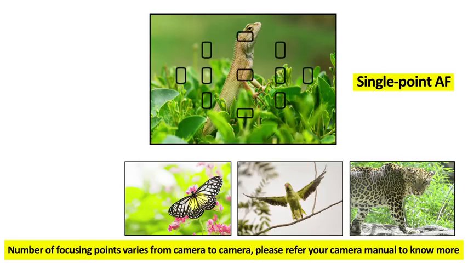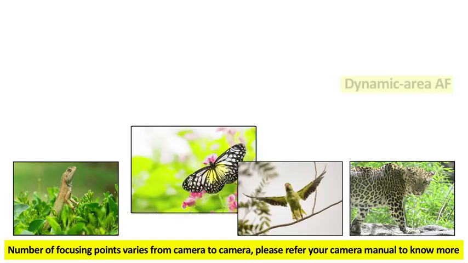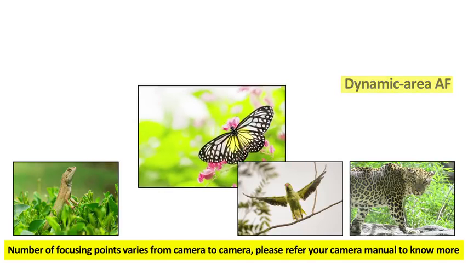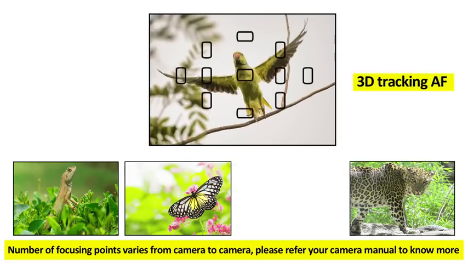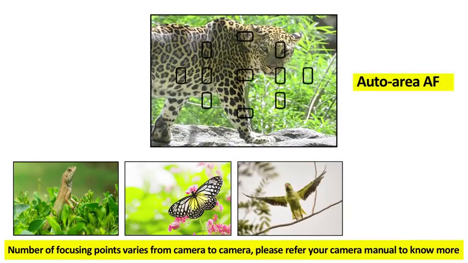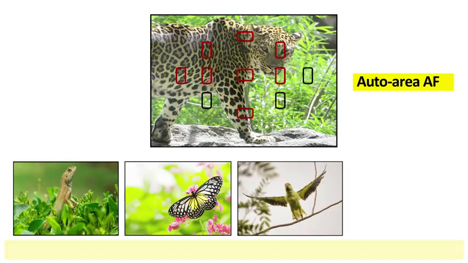First of all, the single point AF area mode, in which the photographer has the liberty to choose the focus area. The dynamic area AF is used for subjects in motion. The photographer here has the liberty to choose from 9, 21 and 39 focus areas. In the 3D tracking mode, the camera tracks moving subjects and selects the focus area automatically. In the auto area AF, the camera detects the subject type and automatically selects the focus area from among 39 focus points.